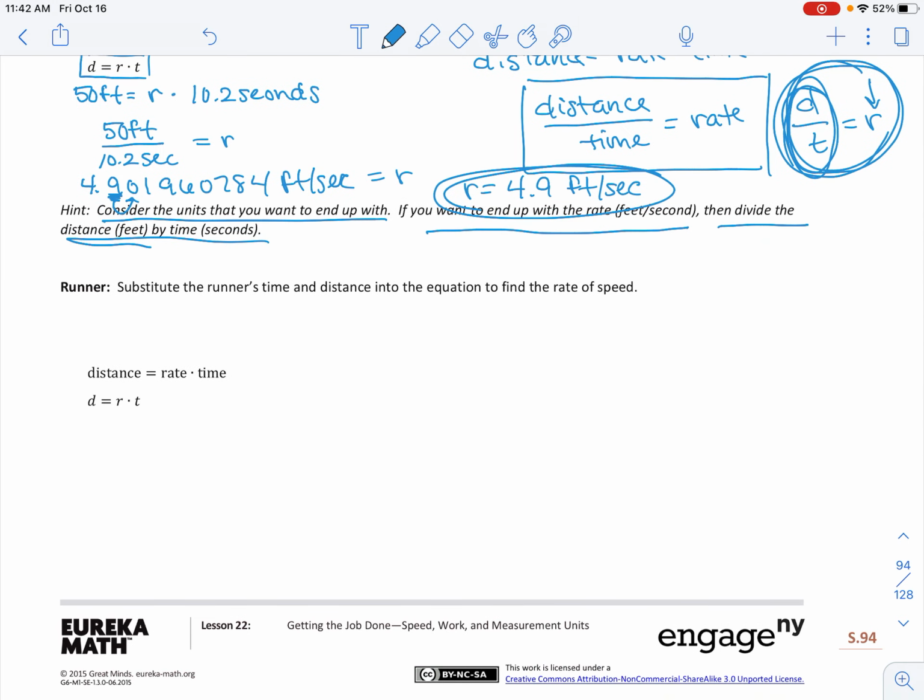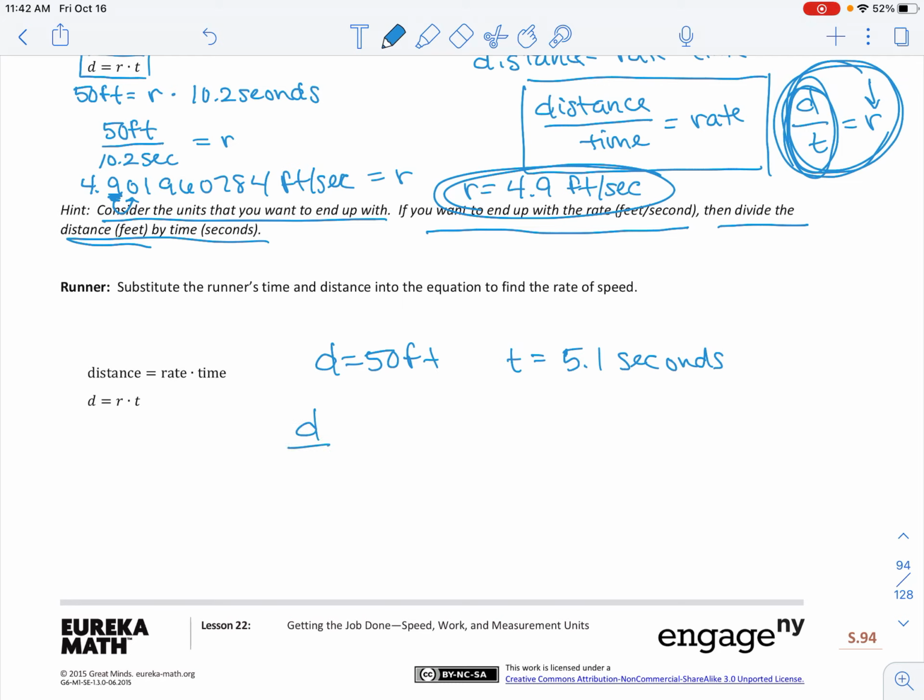So similarly, we now have a runner. They went the same distance of 50 feet, but now their time was quicker because they ran it, and they did this in 5.1 seconds. So pause the video, and I want you to find the rate, and come back for the answer, rounding to the nearest tenth. Go ahead and pause it and come back.